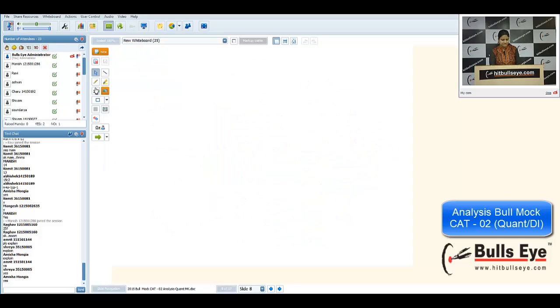is a sequence 1, 2, 4. From the 4th term onwards, every term is the sum of the previous 3 terms. So it will be 1 plus 2 plus 4, which is 7. What will be the next term? 7 plus 4 plus 2, which is 13. What will be the next term? 13 plus 7 plus 4. In the same manner, we'll calculate it for the 10th term. That will be the answer.